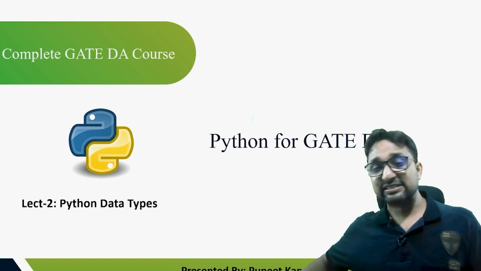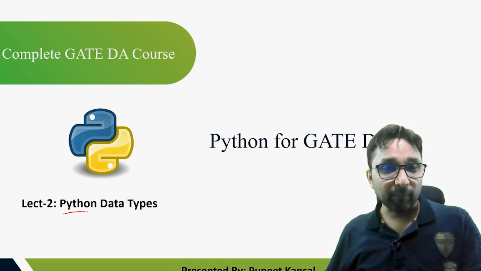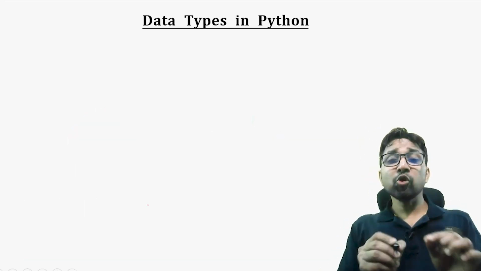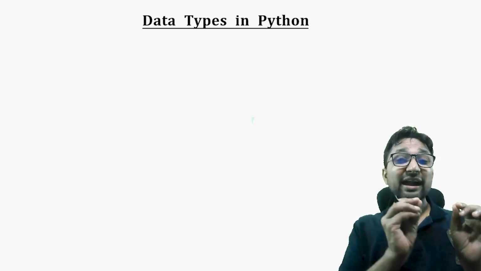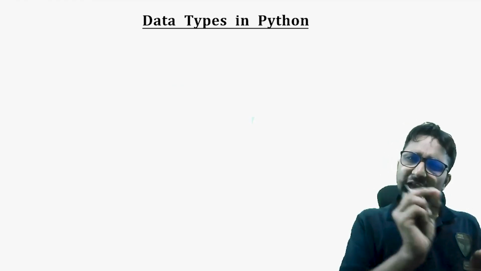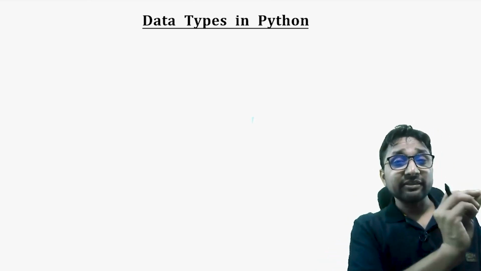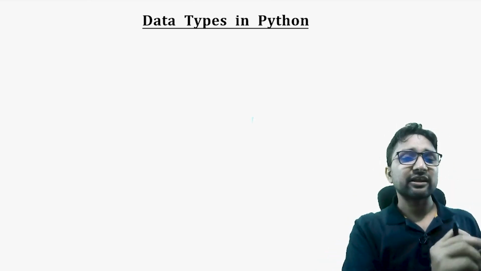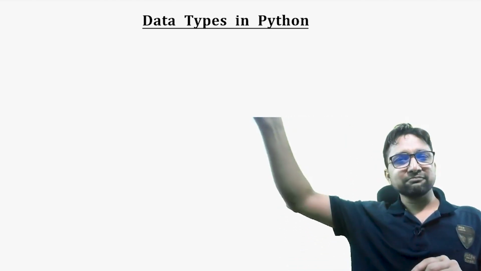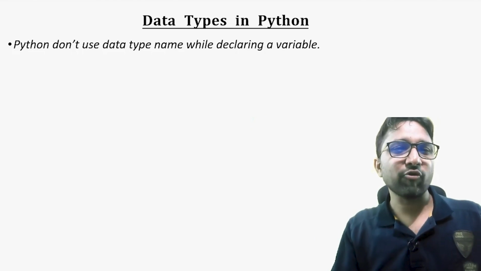This is our second lecture in this series. We are covering today the Python data types. In Python, we do not need to define the data type of a variable. The moment you assign some value to a variable, it is defined. Means we don't need to write the data type like integer, float, character, nothing. Python will define them automatically at runtime. Python is a dynamic programming language.